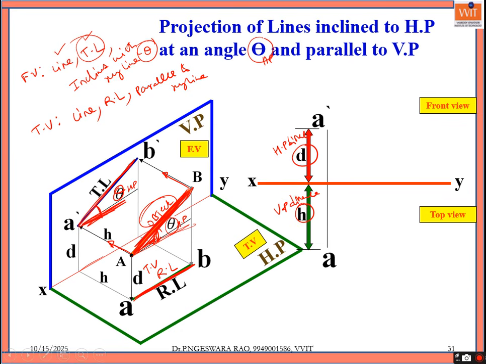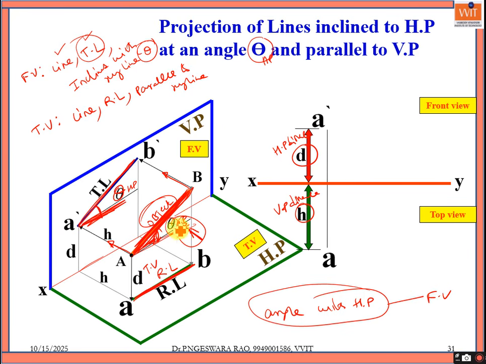Now, in this case the line is inclined to HP, so we can say that the angle with HP is always seen in the front view only. For every object, when the angle is with HP, we can see this angle in the front view only. In the top view it is not possible to see this angle. Hence the angle with HP we always mark in the front view. So in the front view we need to draw the true length and true angle, and in the top view we need to draw the reduced length.